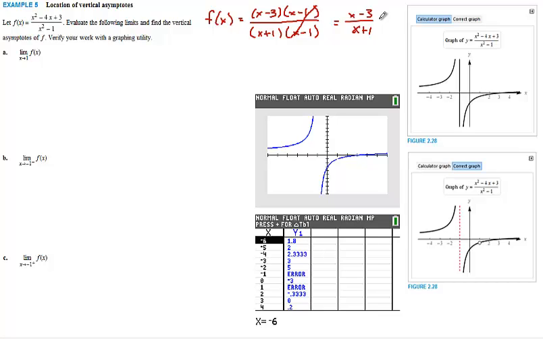I can straight up plug in a 1 because of the canceling and say that the limit as x goes to 1 of this x minus 3 over x plus 1 is going to be, just doing direct substitution because it is a rational function, 1 minus 3 over 1 plus 1, which is negative 2 over 2. This is going to negative 1. I need to look at this on my graph and see what it's doing.